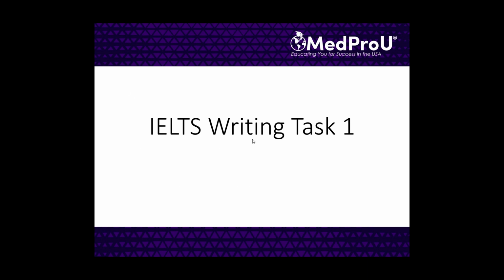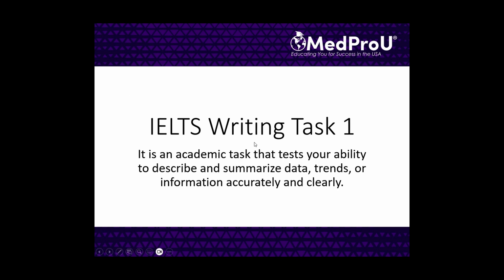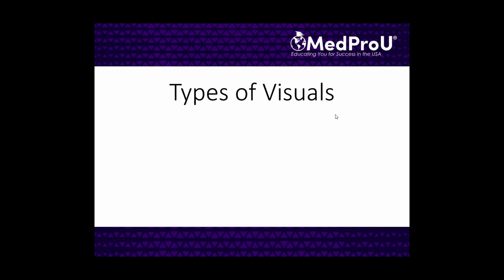So in the IELTS writing task 1, this is an academic task that tests your ability to describe and summarize data, trends, or information accurately and clearly. As I've mentioned, you have to describe and summarize. You're not going to make any subjective comments or opinions. This is highly objective.